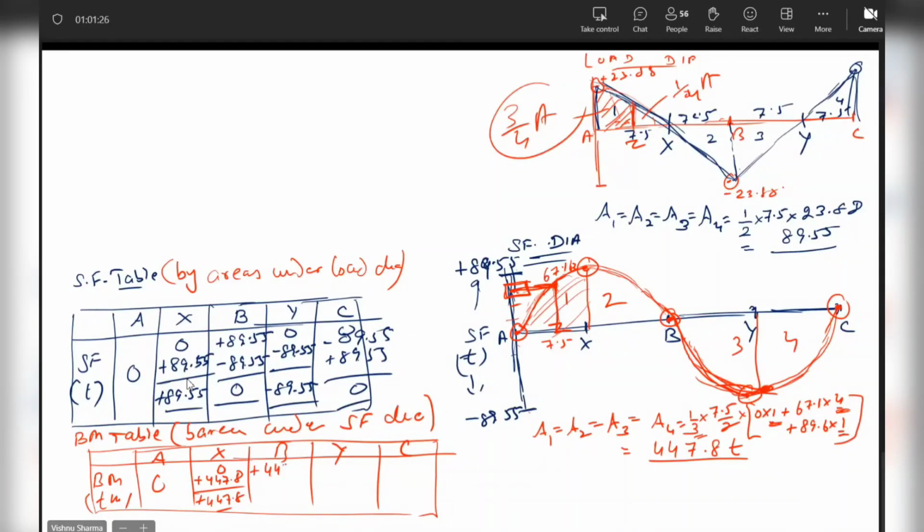I carry forward 447.8. Another 447.8 gets added. It becomes 895.6. I carry forward 895.6. There is a minus of 447.8, leaving with me plus 447.8. Plus 447.8 minus 447.8 makes it 0.